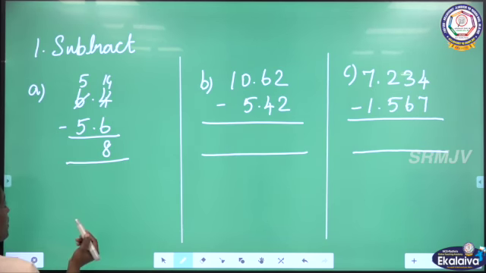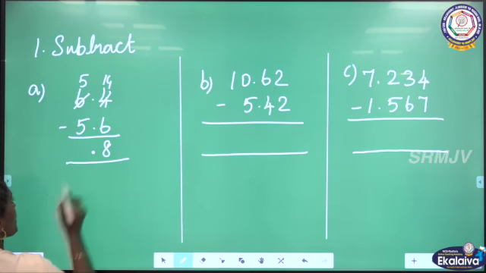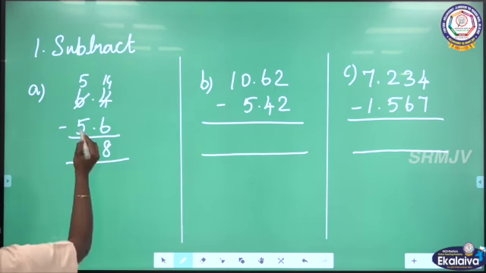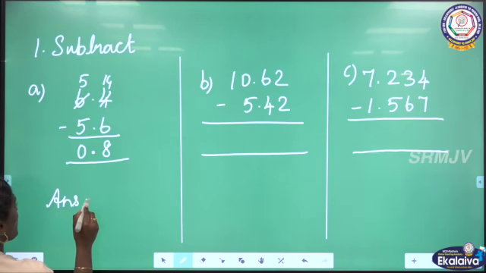Now, we are going to subtract the numbers which is in whole number part. Before that, we have to keep the decimal point. Here 5 minus 5, 0. So, the answer is 0.8.